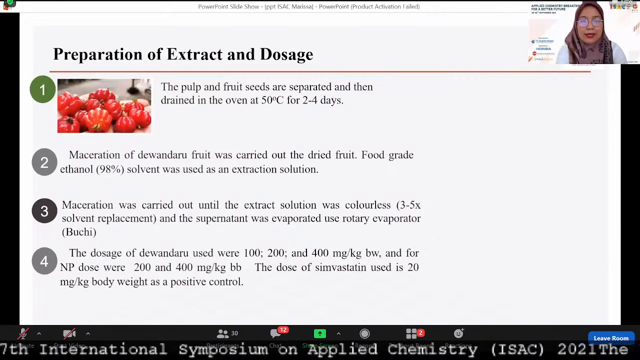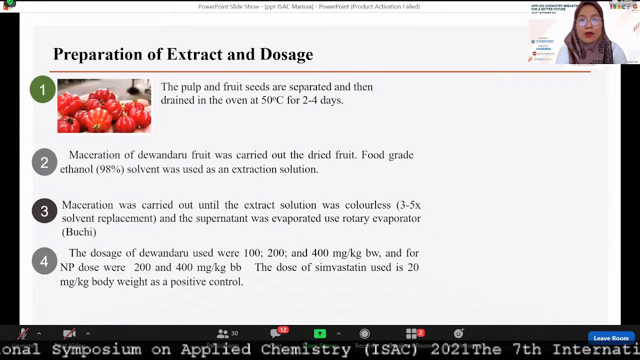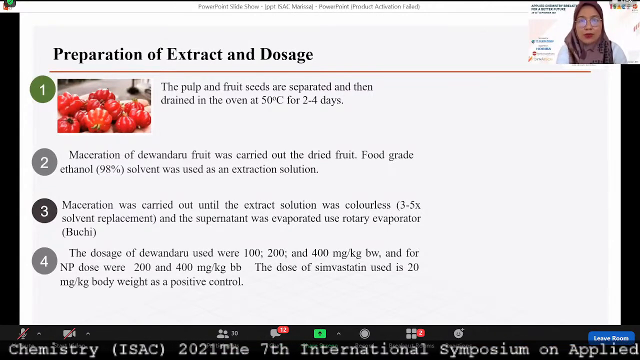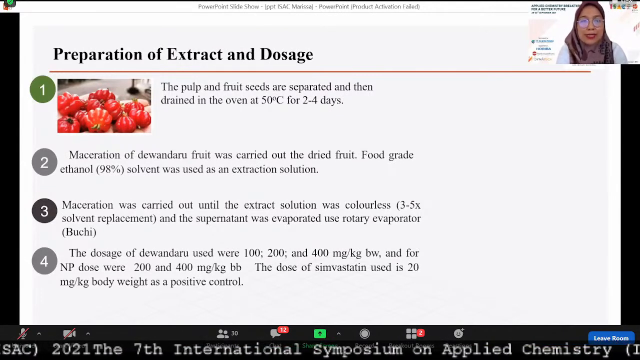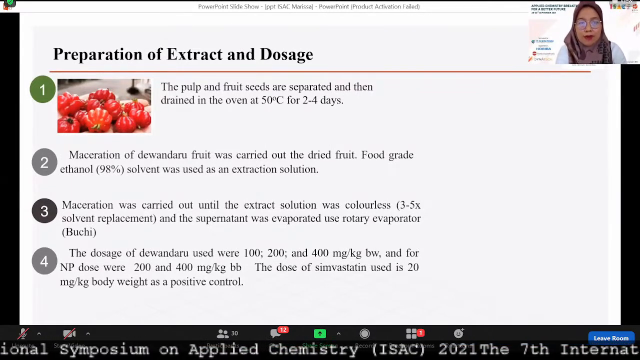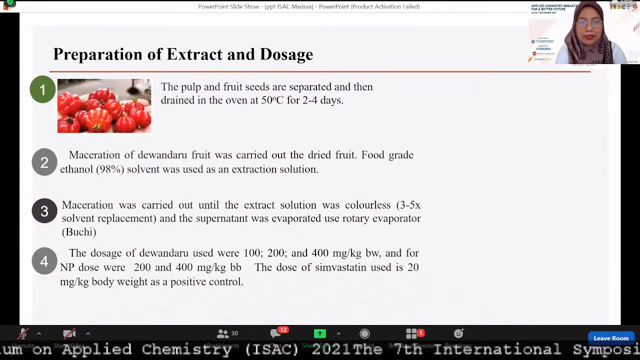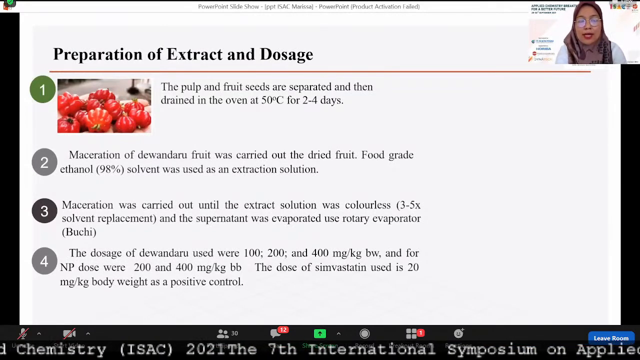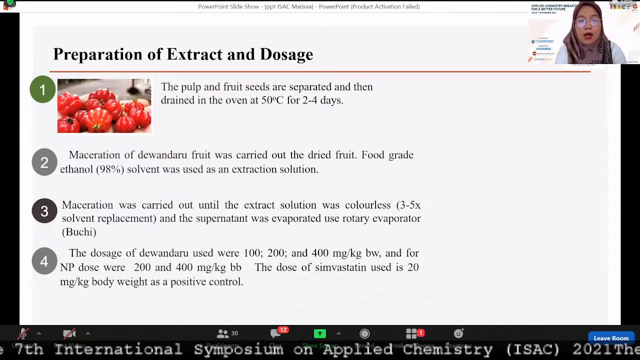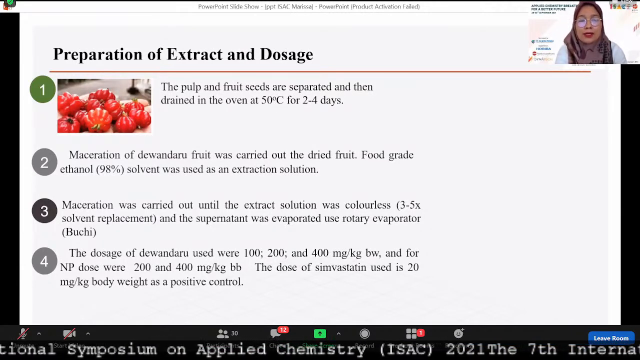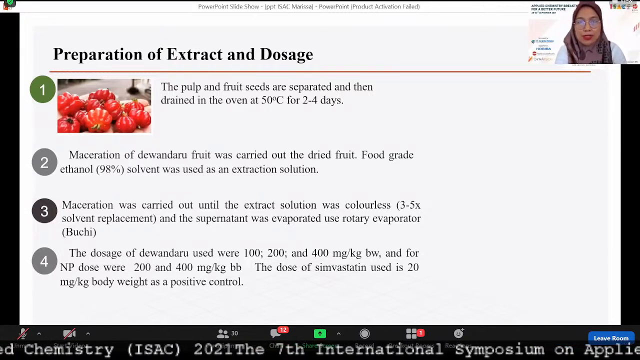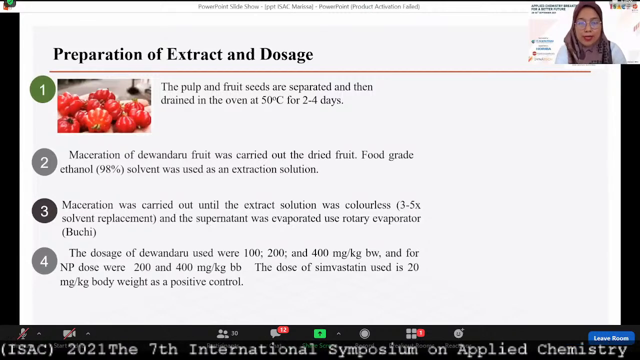We also prepared the extract. First, the pulp and fruit seed are separated and then dried in the oven at 50 degrees Celsius for 2 to 4 days. And then we macerated the dried fruit, using 98% food grade ethanol as a solvent. Maceration was carried out until the extract solution was colorless, and the supernatant was evaporated using a rotary evaporator. In these experiments, we use several doses of Dewan Daru: 100, 200, and 400 milligram per kilogram body weight. For nanoparticle of Dewan Daru extract, the doses are 200 and 400 milligram per kilogram body weight. The dose of simvastatin as a positive control is 20 milligram per kilogram body weight.